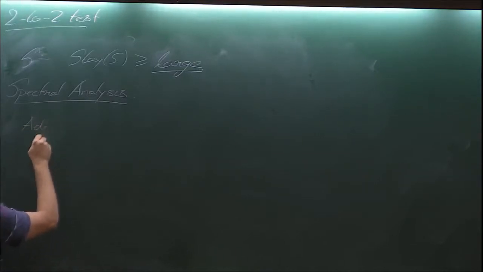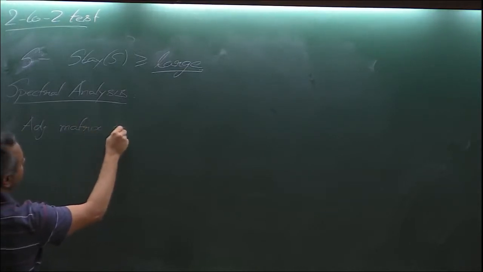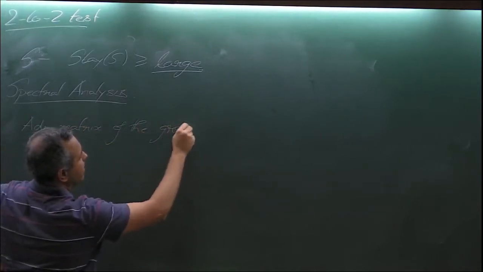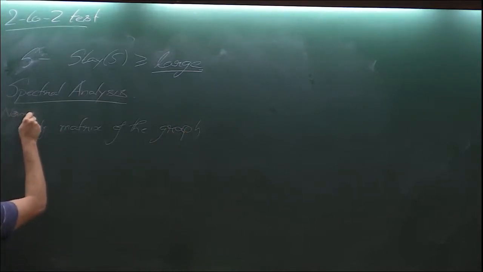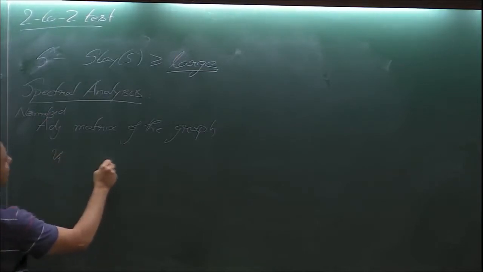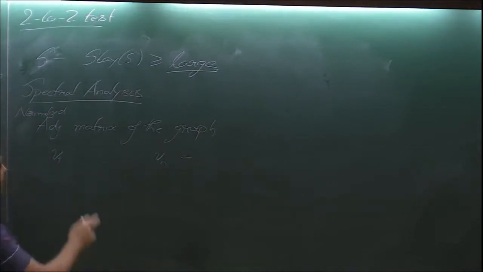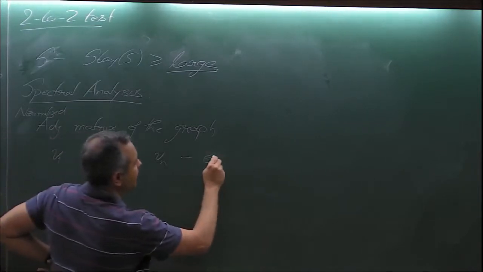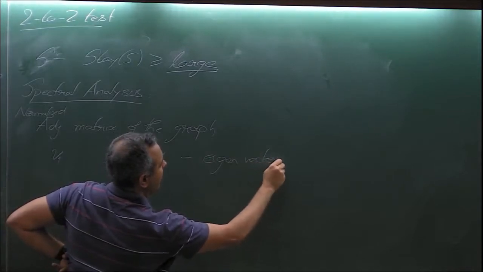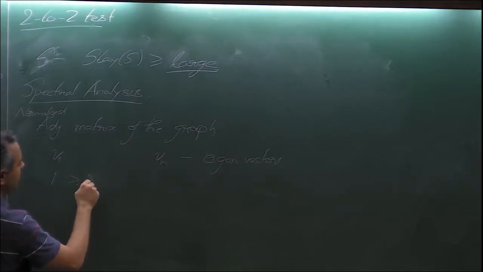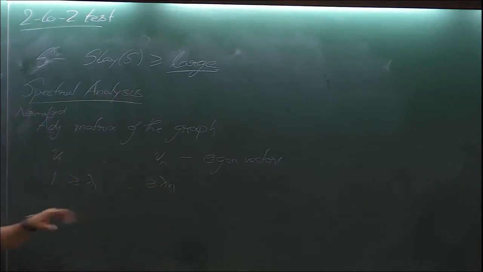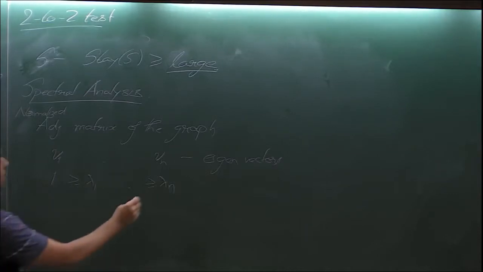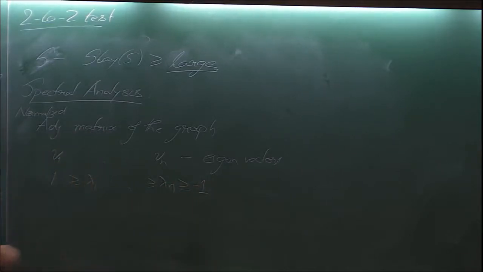Let's look at the adjacency matrix of the graph, rather the normalized adjacency matrix of this graph. That's a real symmetric matrix, so it has an eigen decomposition. Let V1, V2, ..., Vn be its eigenvectors, in decreasing order of eigenvalue. One will be one, and since it's a transition probability matrix, the eigenvalues are greater than or equal to minus one. So this is how it's going to look. And what does this say? The staying probability is large.